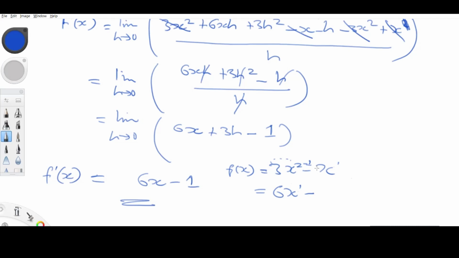We assume also there's a 1 here, so that's going to be 1. But if we decrease this exponent by 1, it's going to be x raised to the power 0. And x raised to the power 0 is just 1. 1 times 1 is just 1. So therefore, we have the same answer here.